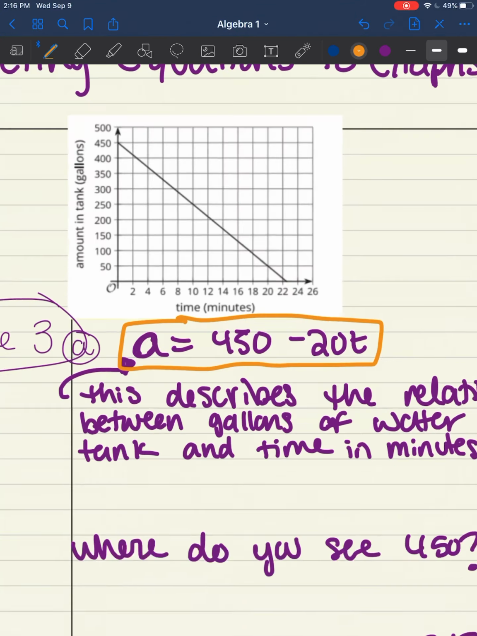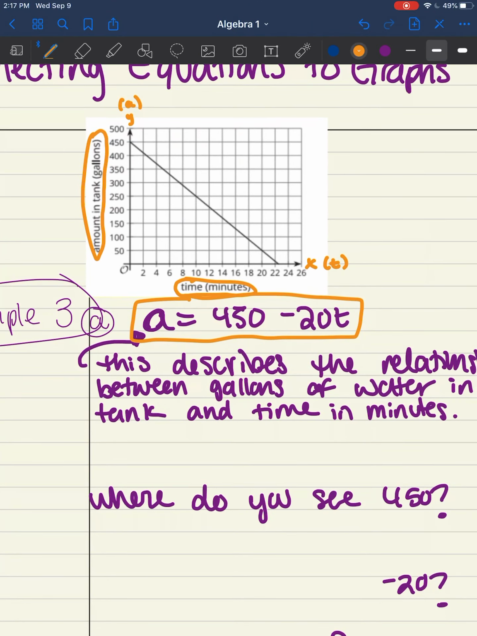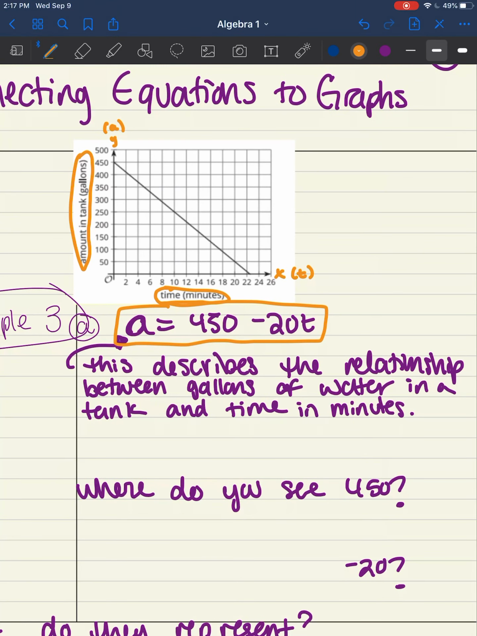And in the graph, we see that we have amount in the tank, gallons, and t, time, in minutes on the x-axis. So we've got our x and our y, but in this case it's going to end up being t, A. Alright, so it says this describes the relationship between gallons of water in a tank and the time in minutes. So we want to figure out what's happening.